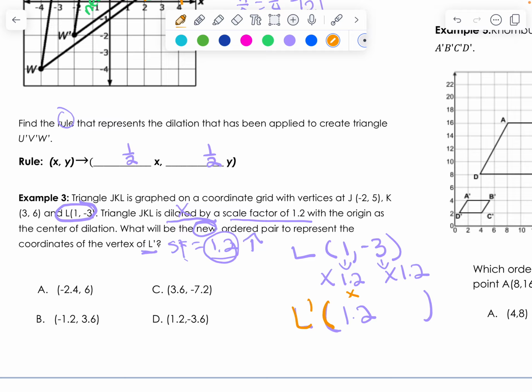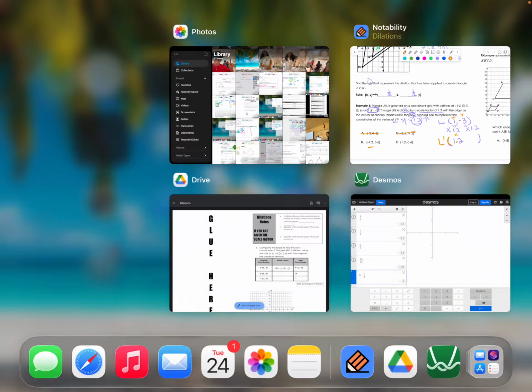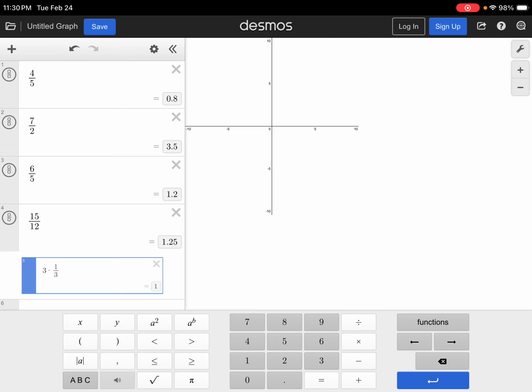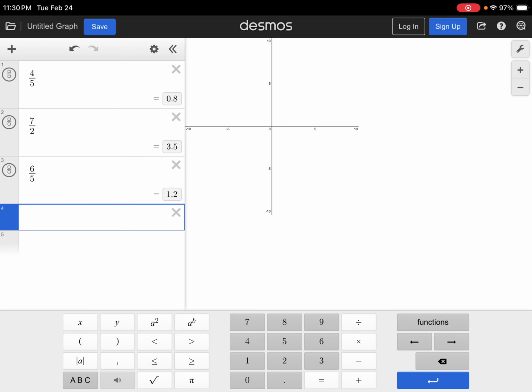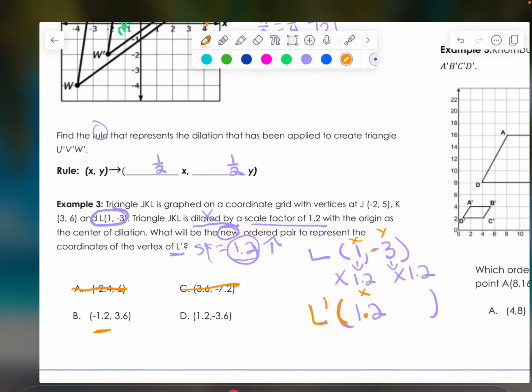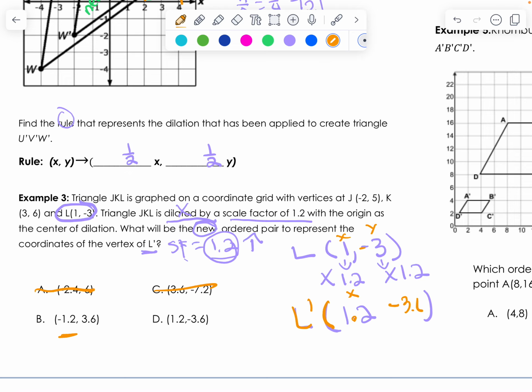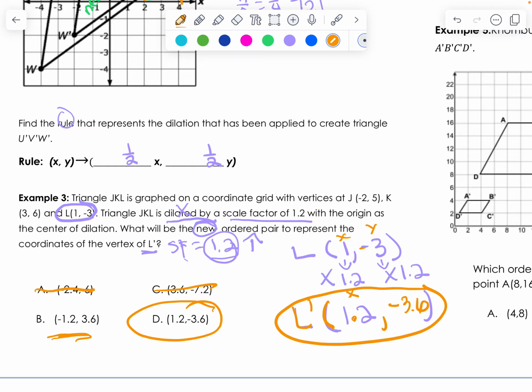So I know that the first number should say 1.2. That one doesn't have it. Maybe, but it's a negative. Then I'm going to do -3 times 1.2. So -3 times 1.2 is -3.6. So my new ordered pair is going to be this one. Just be careful with those negatives because the options look similar, but they weren't.